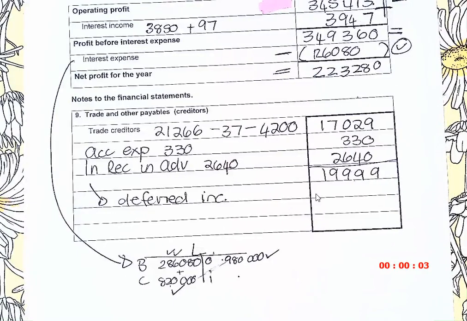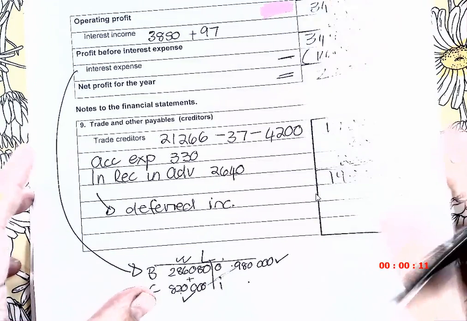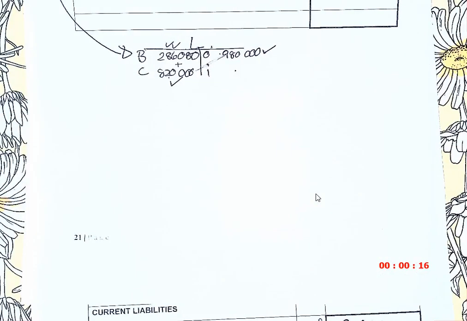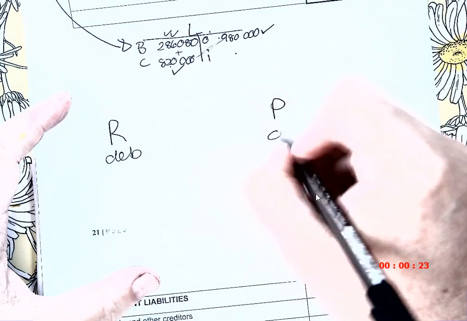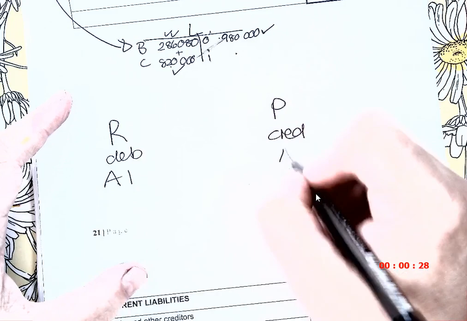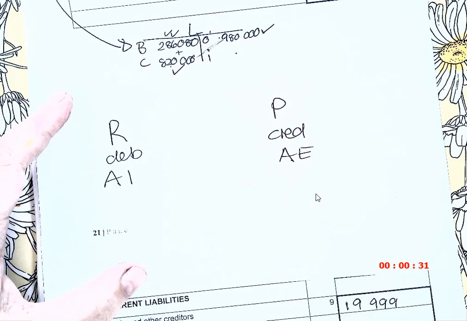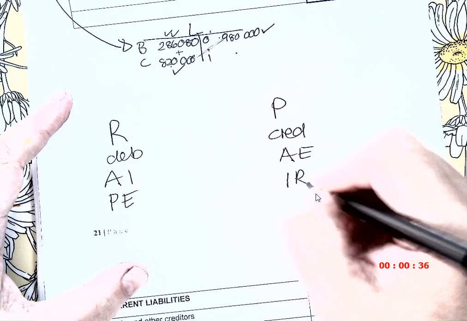But I didn't record it, so I just want to go through it again. Your trade and other payables. Always remember, trade and other payables and trade and other receivables go together. So I'm going to just quickly show you, if I've got receivables and I've got payables, I will start debtors control, creditors control, right? I will have accrued income, accrued expense.